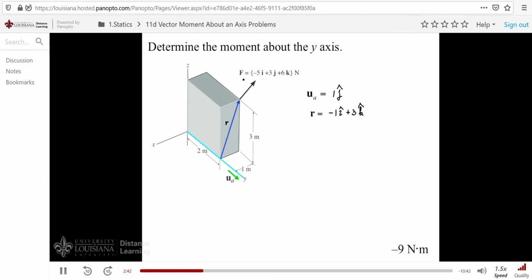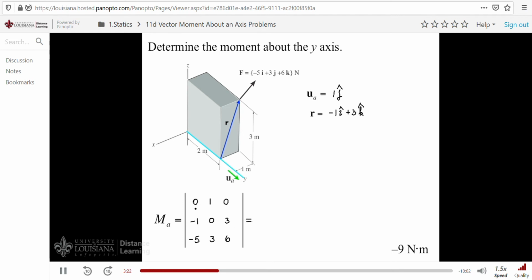We also have the force already specified, so let's put it in and evaluate the magnitude of the moment. What goes in the first row here? Well, there'd be 0, 1, and 0. Those are the components of our unit vector. The second row, we put minus 1, 0, and of course 3. And finally, the components of the force go in the third row, minus 5, 3, and of course 6. Now all we have to do is evaluate it.